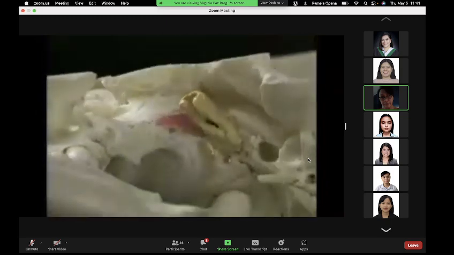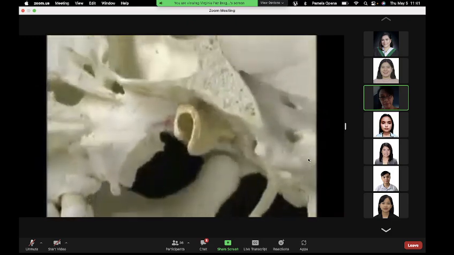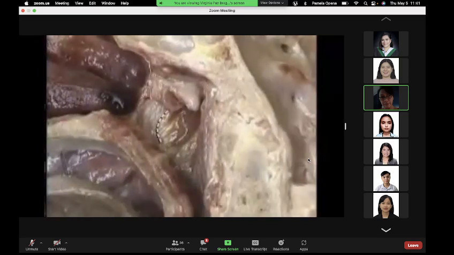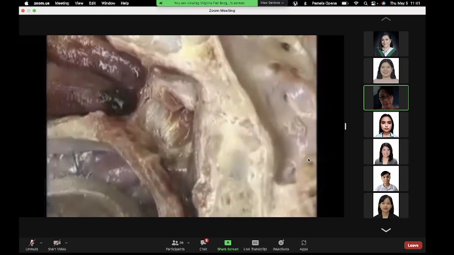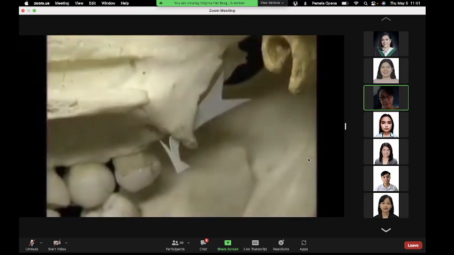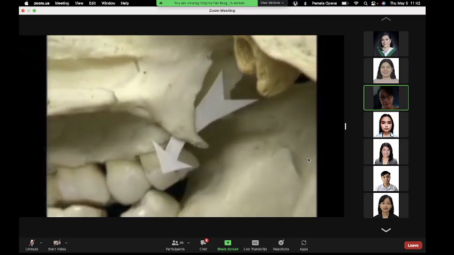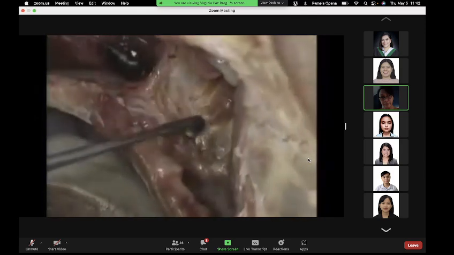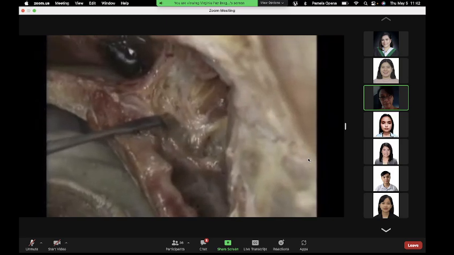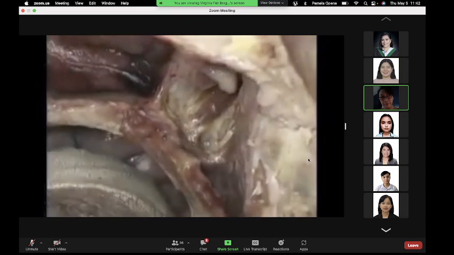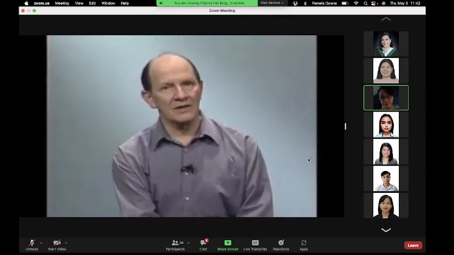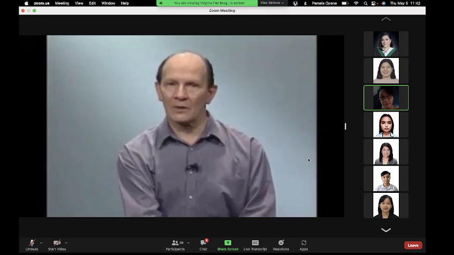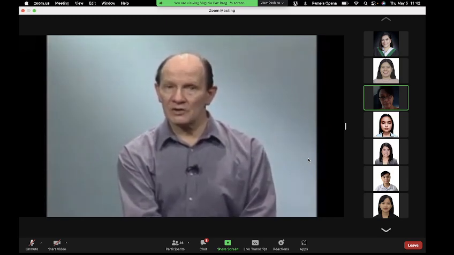Tensor palati arises from this area, just above the root of the medial pterygoid plate. Here's the edge of the medial pterygoid plate. The fibers of tensor palati pass downward and forward towards the pterygoid hamulus, which is here. The tendon of tensor palati makes a complete 90-degree turn round the pterygoid hamulus. Here's the tendon emerging. It passes medially to insert on the palatal aponeurosis. The action of tensor palati is to tighten the palate when the tongue presses up against it in the act of swallowing. It also may help to open the auditory tube.